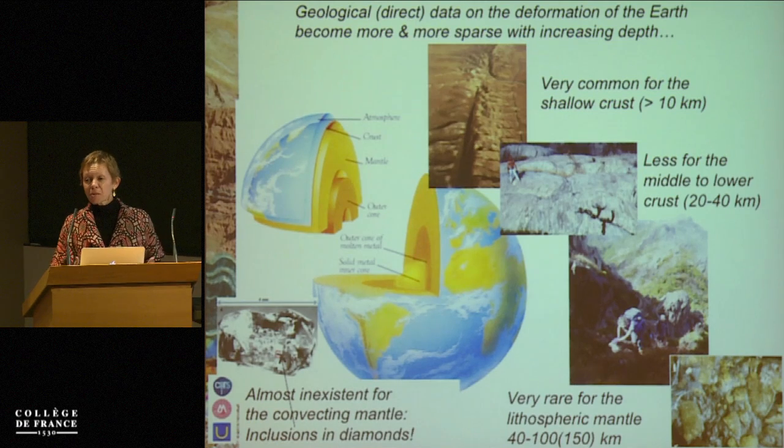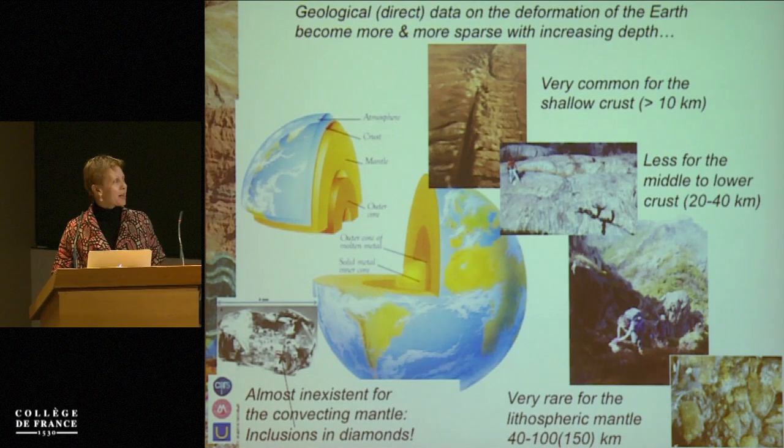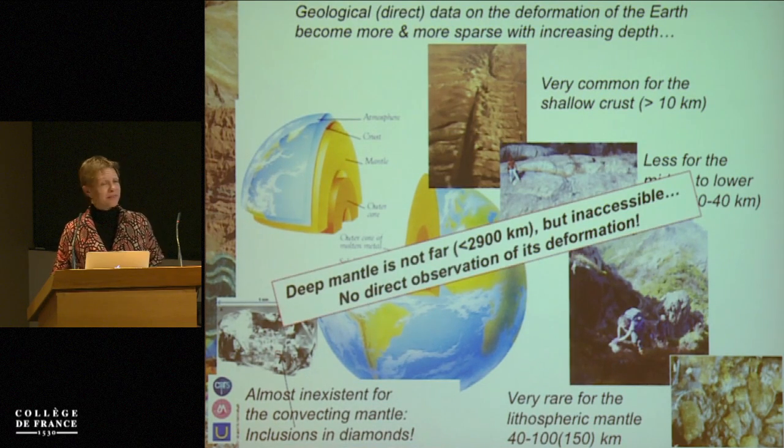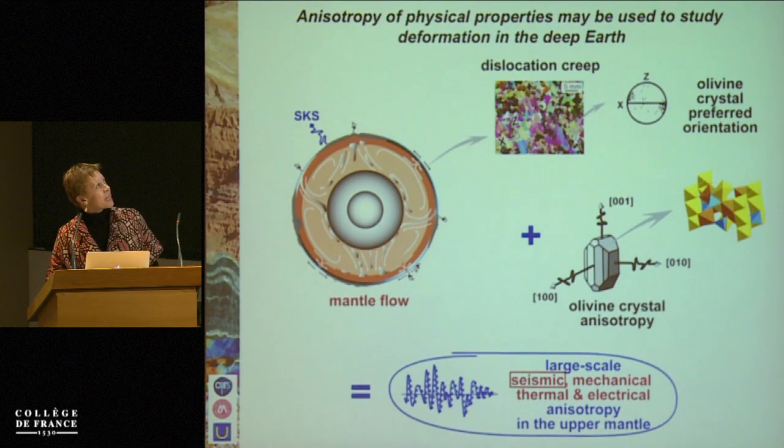And even for the shallow part of the convective mantle, the only thing we get is a few inclusions in diamonds, and you cannot use that for studying deformation. So the main point is that the deep mantle is not far in distance from us, but it's still something that you can really not observe. So the idea is to try to use the same kind of technique we have been using for the upper mantle for a while to study the lower mantle.